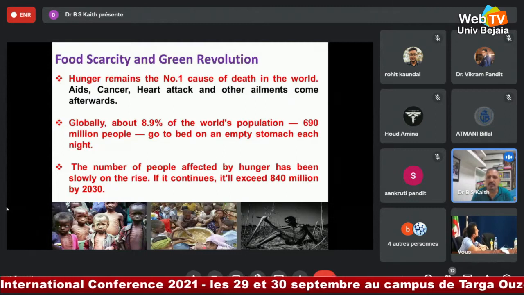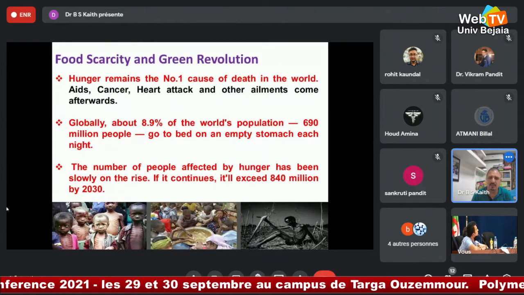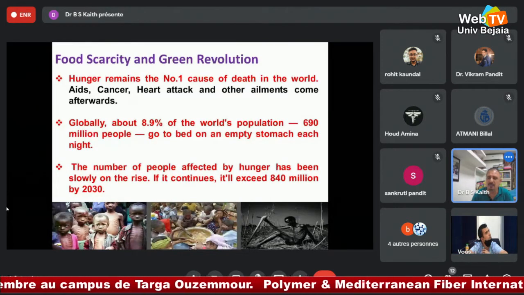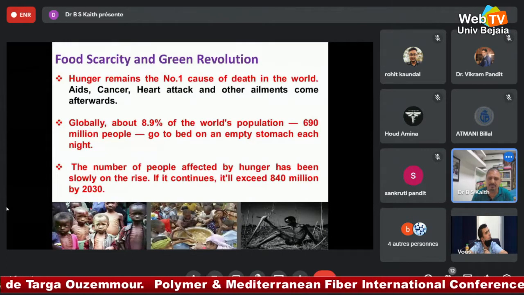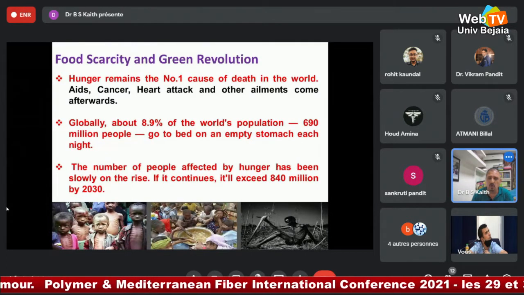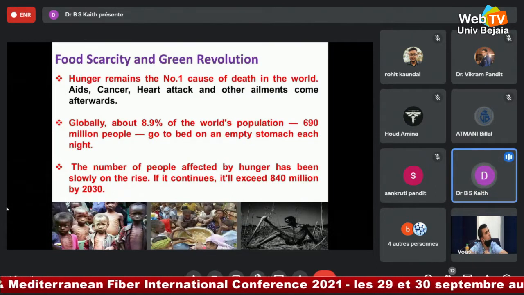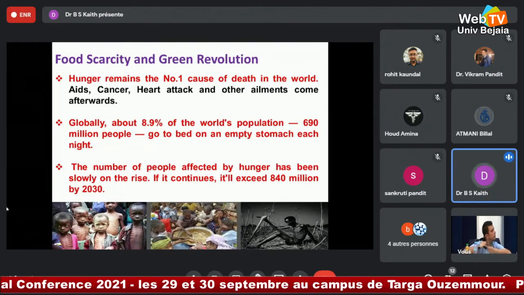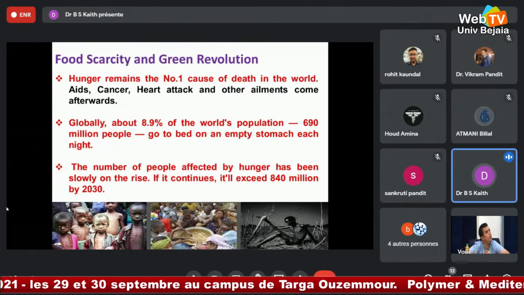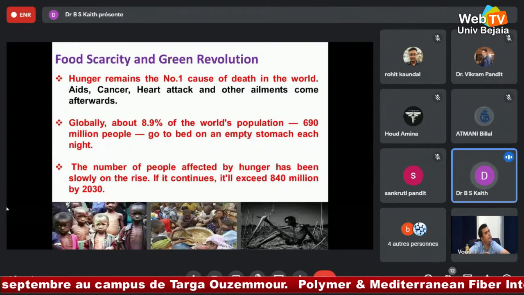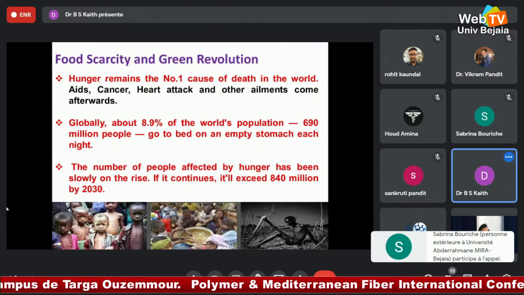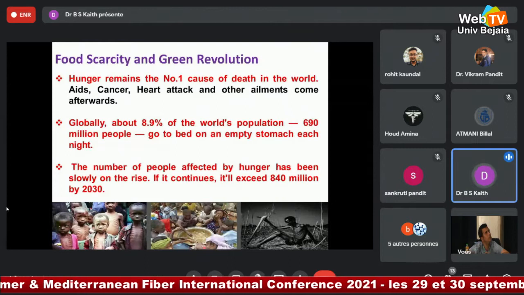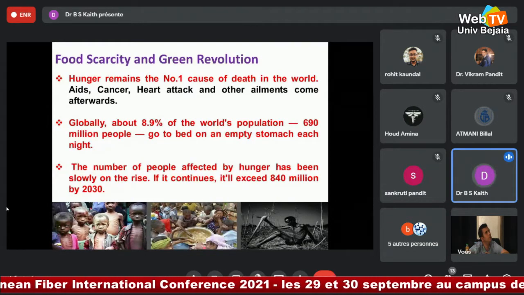You know, hunger remains the number one cause of death in the world. Other diseases like AIDS, cancer, heart attack, whatsoever it is, come afterwards. Globally, around 8.9% of the world's population, that's about 690 million people, go to bed on an empty stomach each night. That's the situation all over the world. The number of people affected by hunger has been slowly on the rise, and if it continues like this, it may exceed 840 million by 2030.